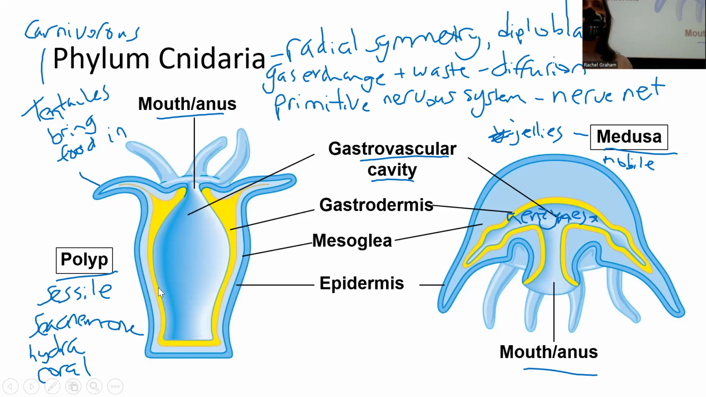So we talked about the fact that there's 2 body plans. There's a polyp, which is sessile, attached to something with tentacles up, kind of. And then there's a medusa form with tentacles down that's mobile, or at least can sort of move itself, or is controlled by the currents.